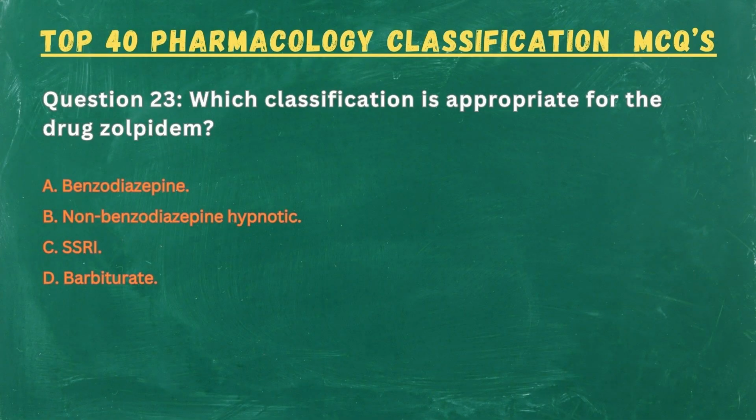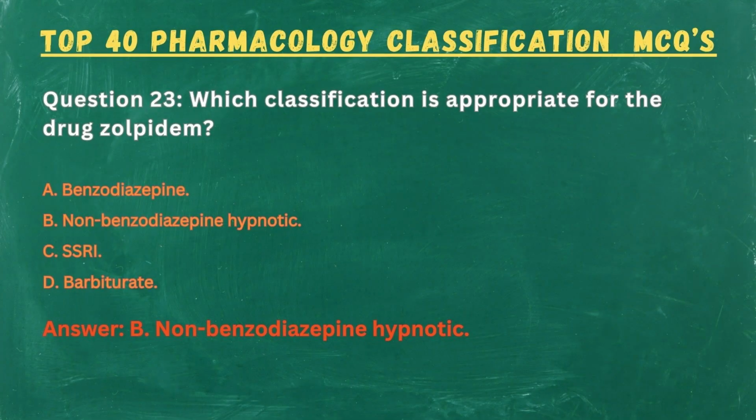Question 23. Which classification is appropriate for the drug zolpidem? A. Benzodiazepine. B. Non-benzodiazepine hypnotic. C. SSRI. D. Barbiturate. Answer: B. Non-benzodiazepine hypnotic.